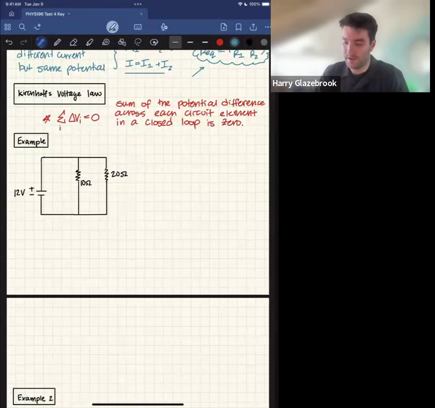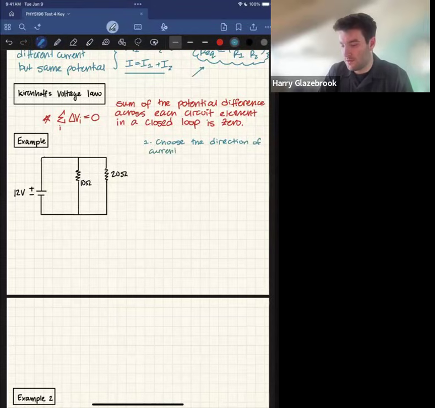Okay, so step number one is we're going to choose the direction of current for each wire in the circuit.